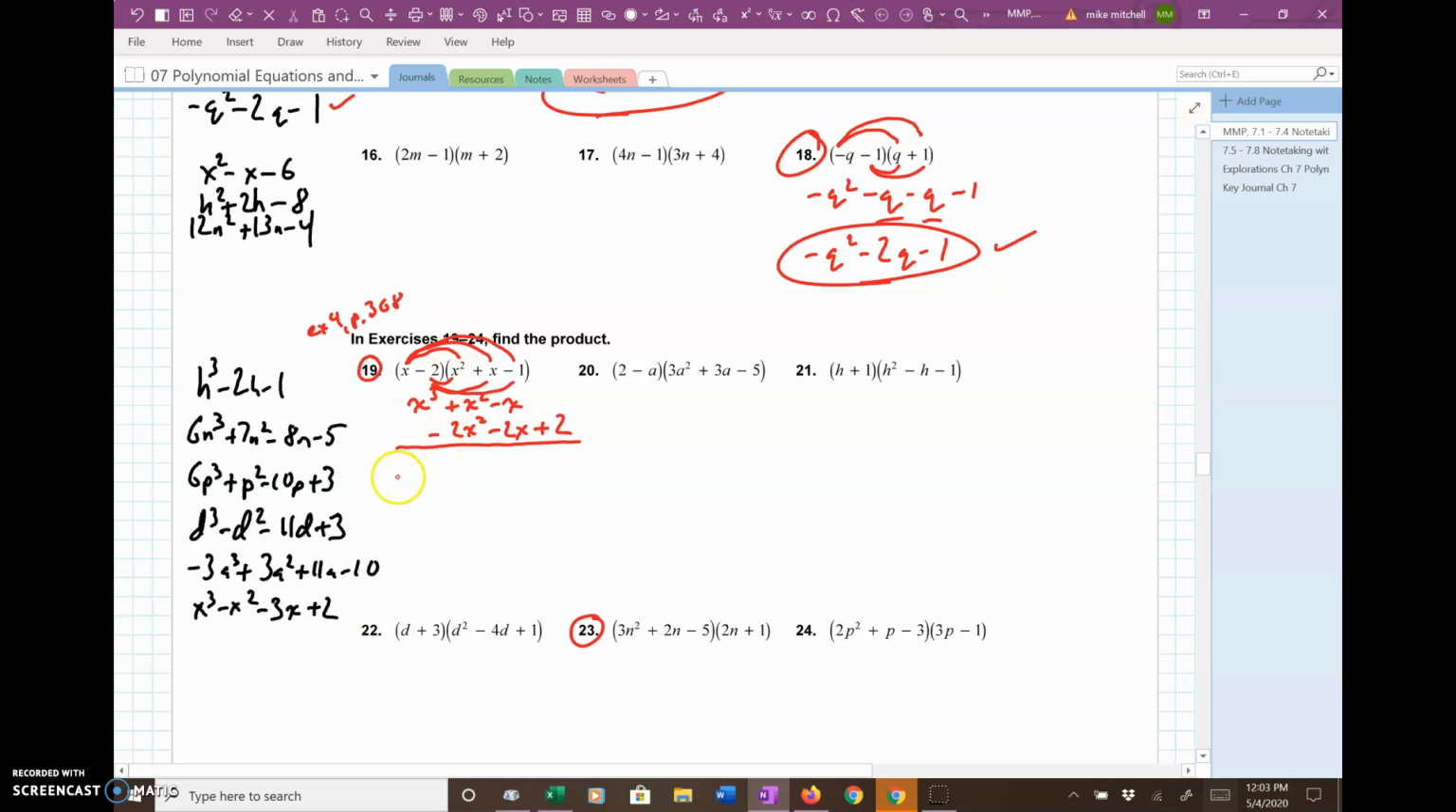Now I'm going to simplify this. I got x cubed. X squared minus 2x squared, that's a negative x squared, or negative 1x squared. Minus x minus 2x, that's 3 negative x's, plus 2. There's that answer right there. That one's looking pretty good.